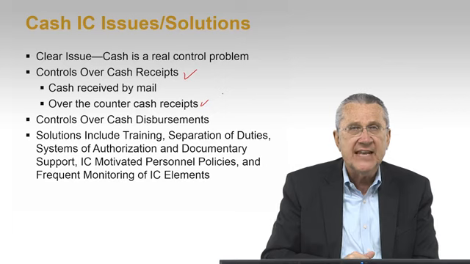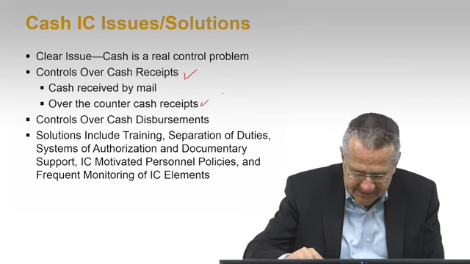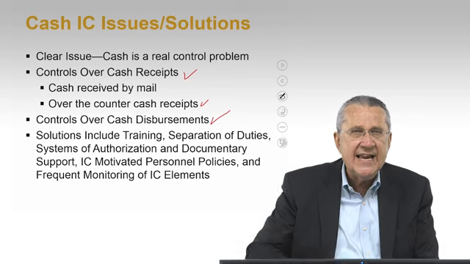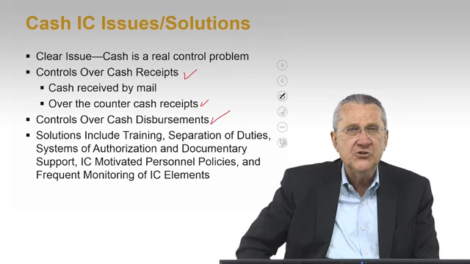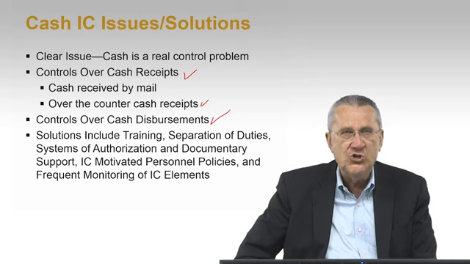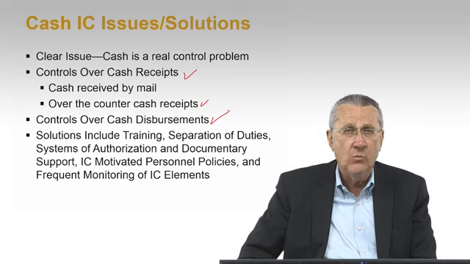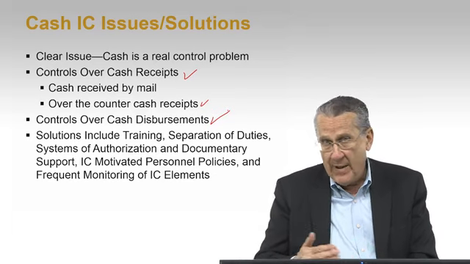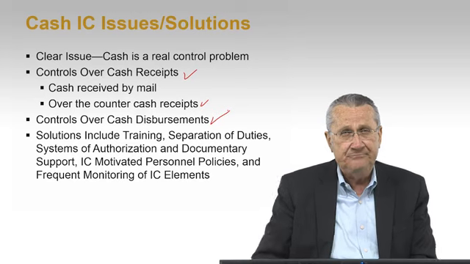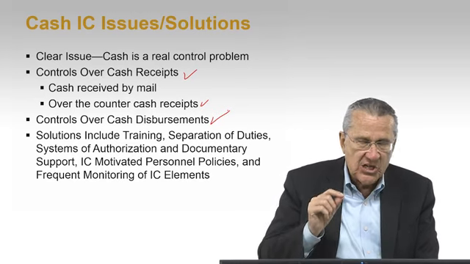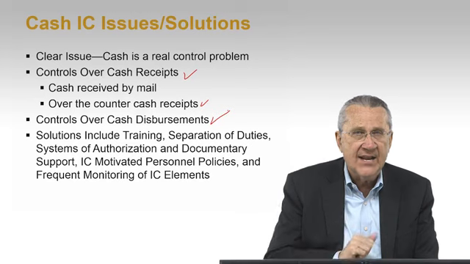Lots of issues with cash disbursements, lots of issues. Who can approve a cash disbursement? Who must sign the checks? What do we expect them to see before they will approve? And how many people must sign the check? We want to establish clear controls over cash disbursements.